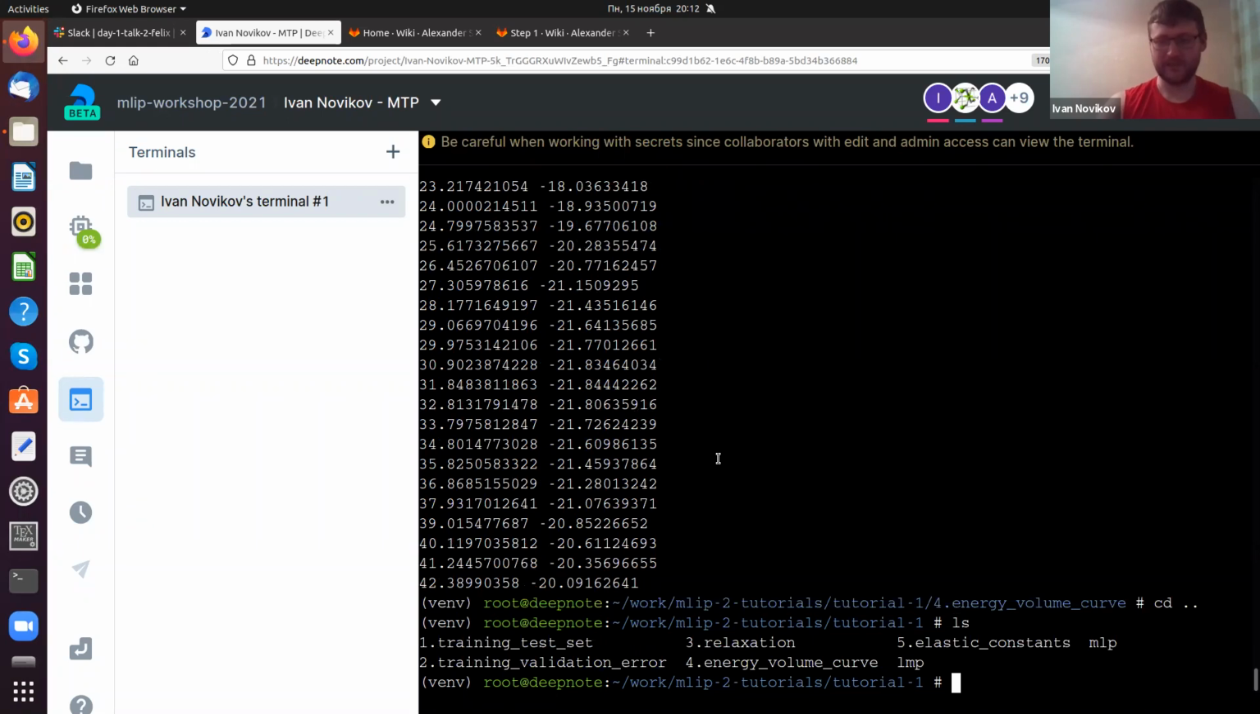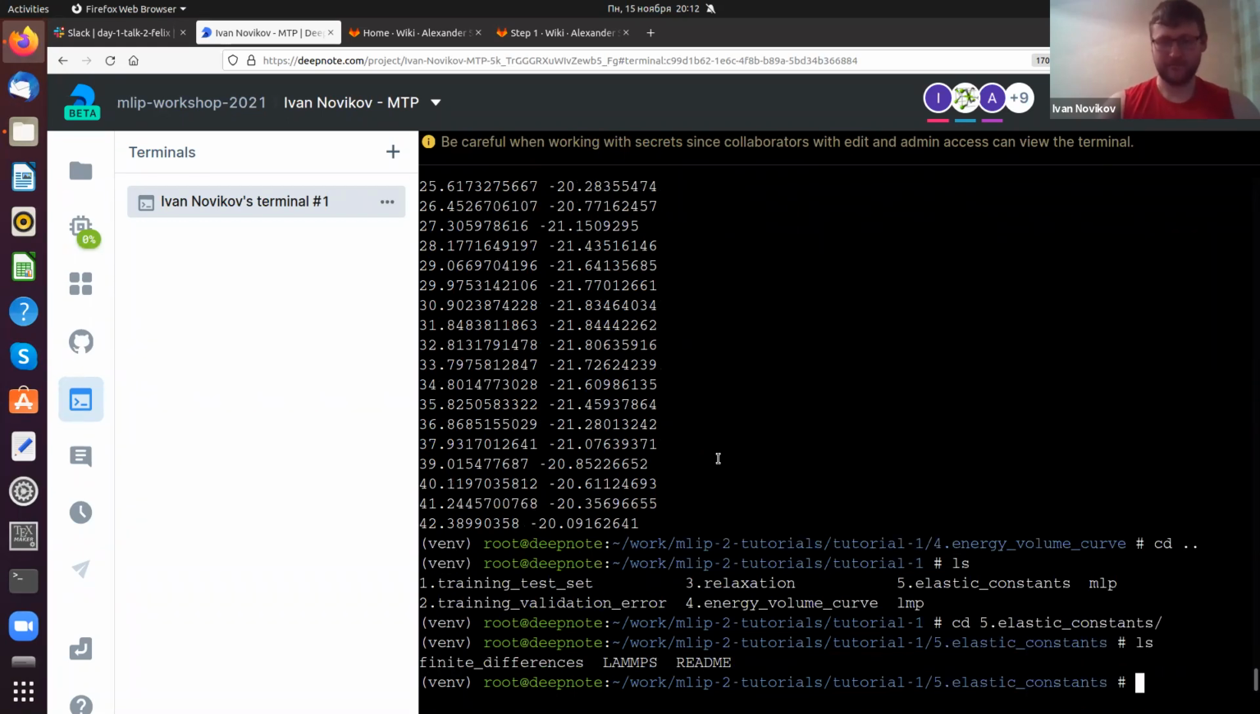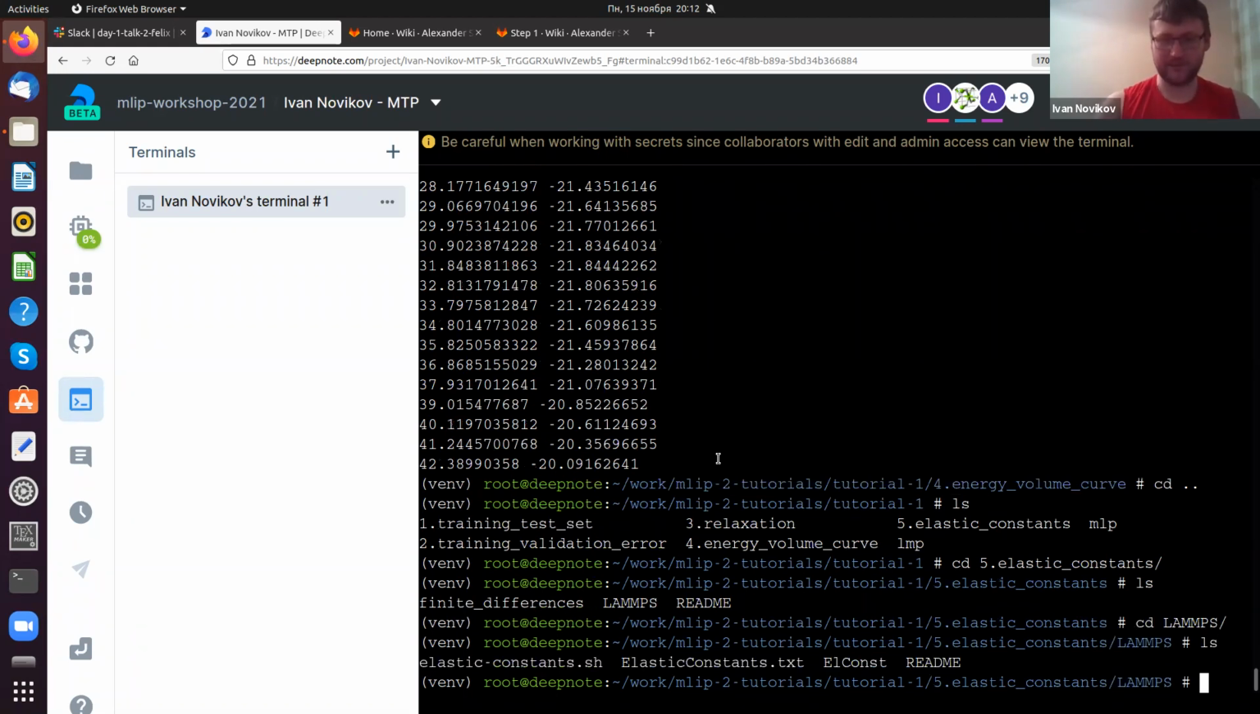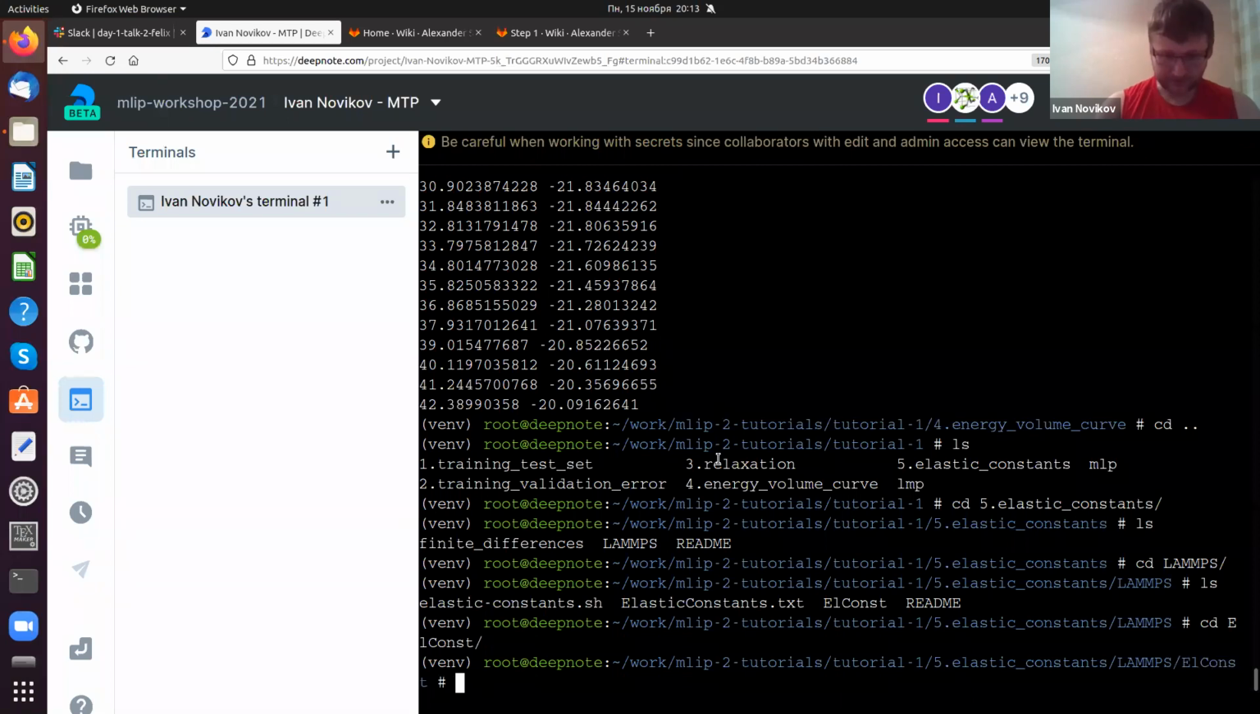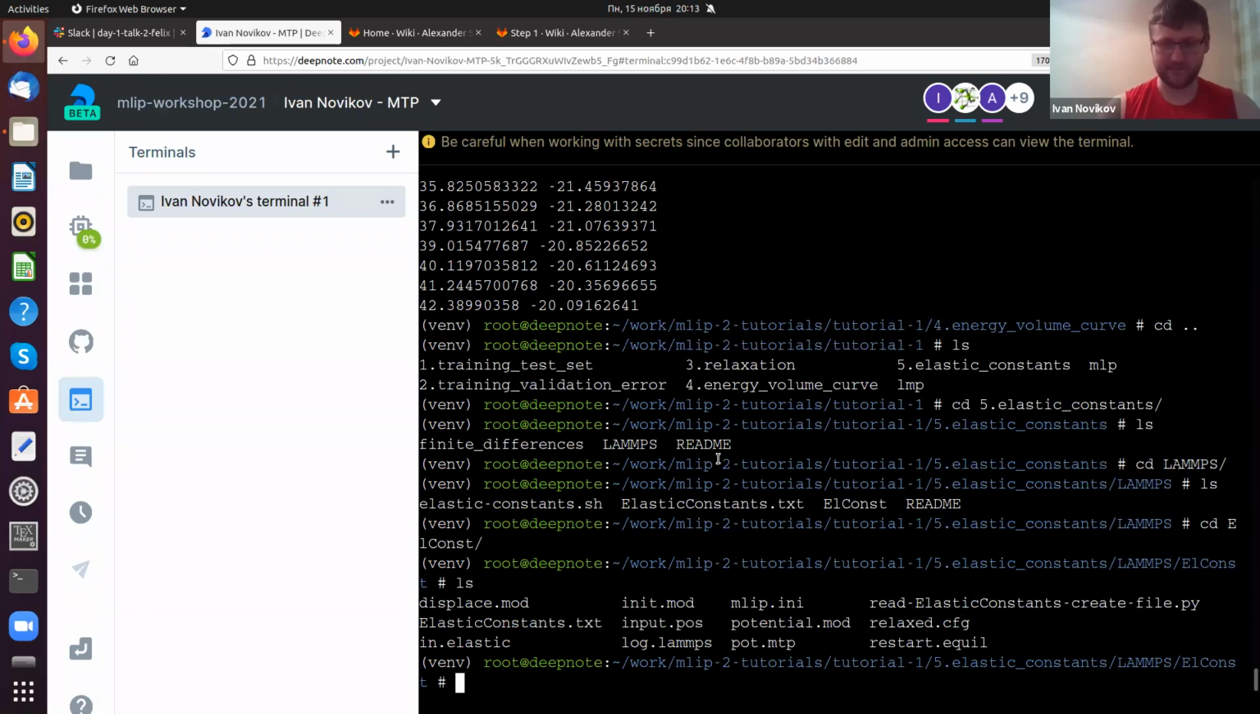So we calculated the energy volume curve, and finally, elastic constants. We can calculate in principle with finite differences directly, but I will show you how to calculate it with LAMMPS. It's better. So here we have LAMMPS. Here we need the folder with additional scripts. What do I want to demonstrate to you here?